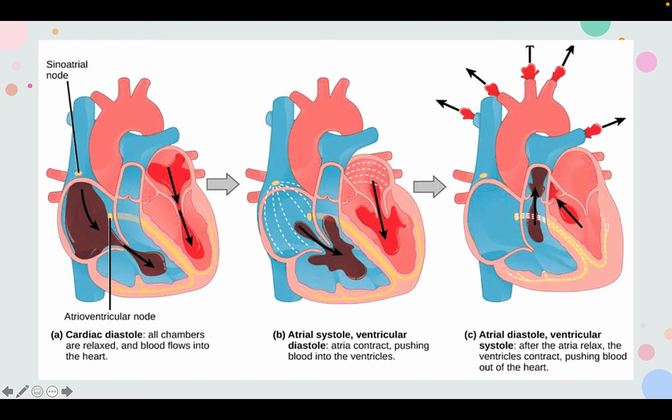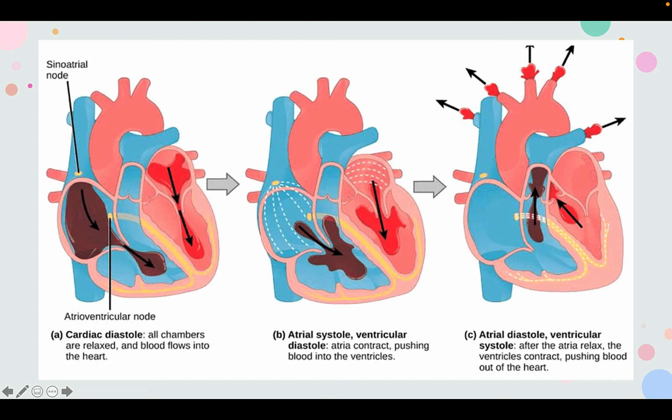Well, now the atrial systole, atrial contraction, and ventricular diastole occurs. So the atria contract and the ventricle relaxes, allowing the blood to flow into the ventricle. The atria contract, forcing the blood out through the atrioventricular valve, right, the left one.